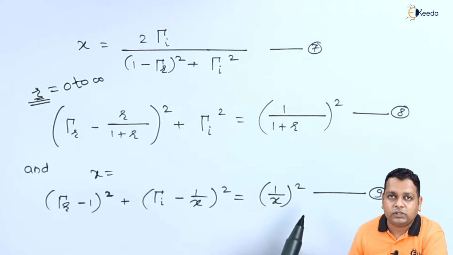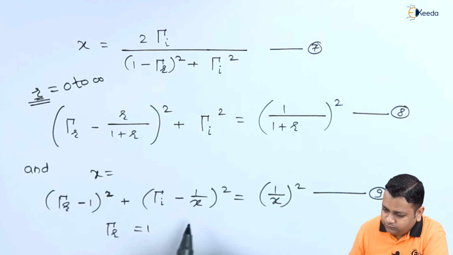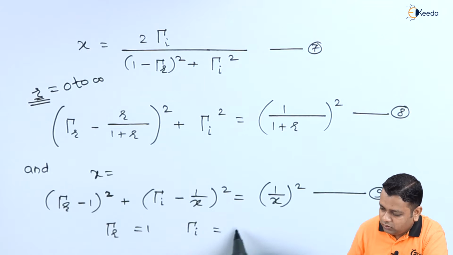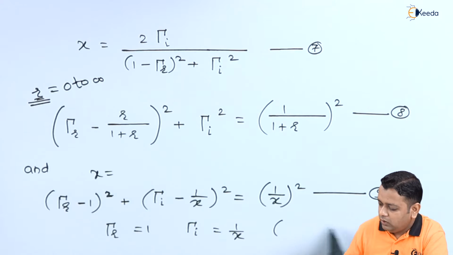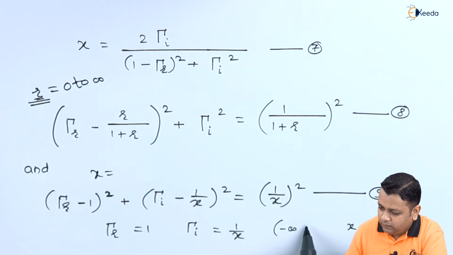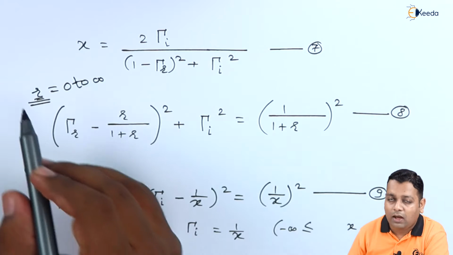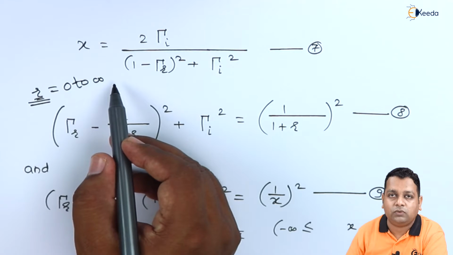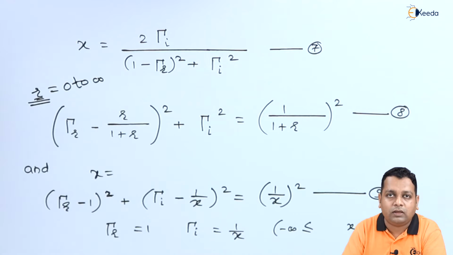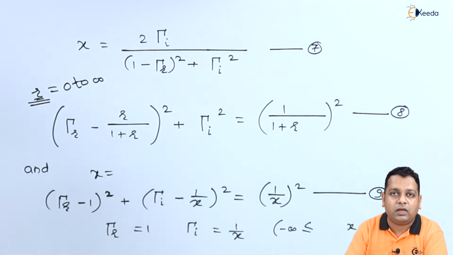The center for this particular graph will be at gamma suffix r equal to 1, gamma suffix i equal to 1 by x, where this x lies within the range of minus infinity to plus infinity. So x lies between minus infinity and plus infinity, whereas r lies between 0 and positive infinity. So let us take the diagram to see the details of this equation number 9 for the constant reactance circles.